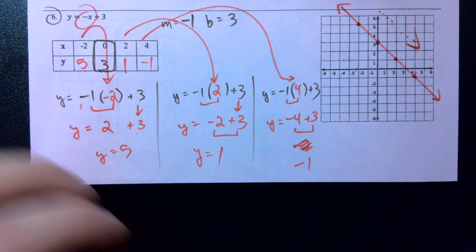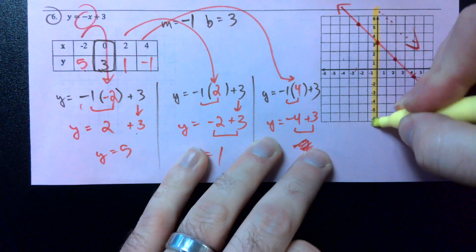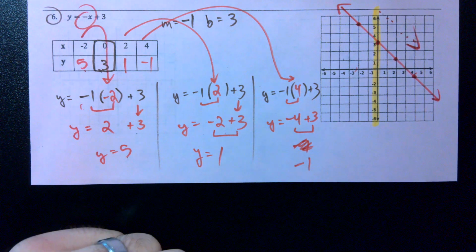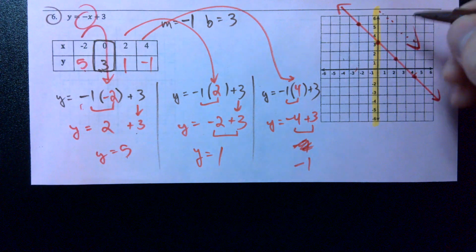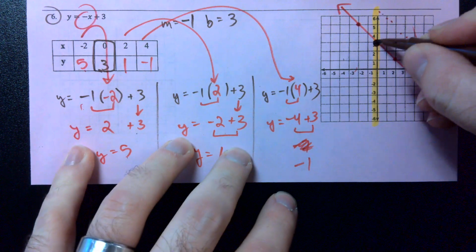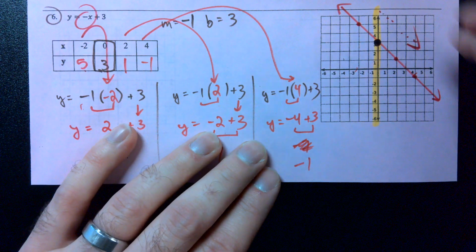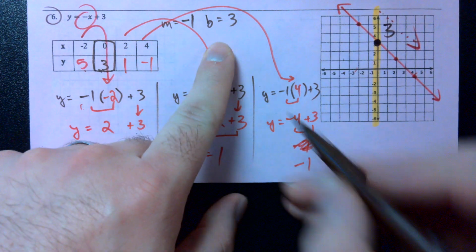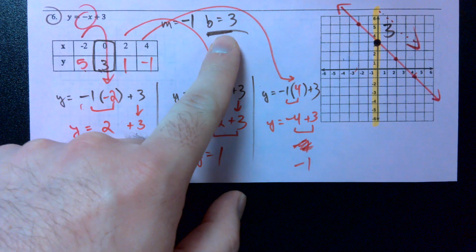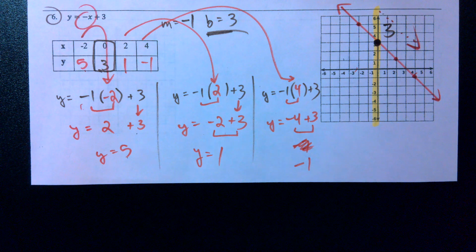Where do I intersect or cross the y-axis here? At what number? Well, it's at this point, right? Where does that point line up on the y-axis? What number? 3. Was my b value 3? Yeah. So I know I did this all right.